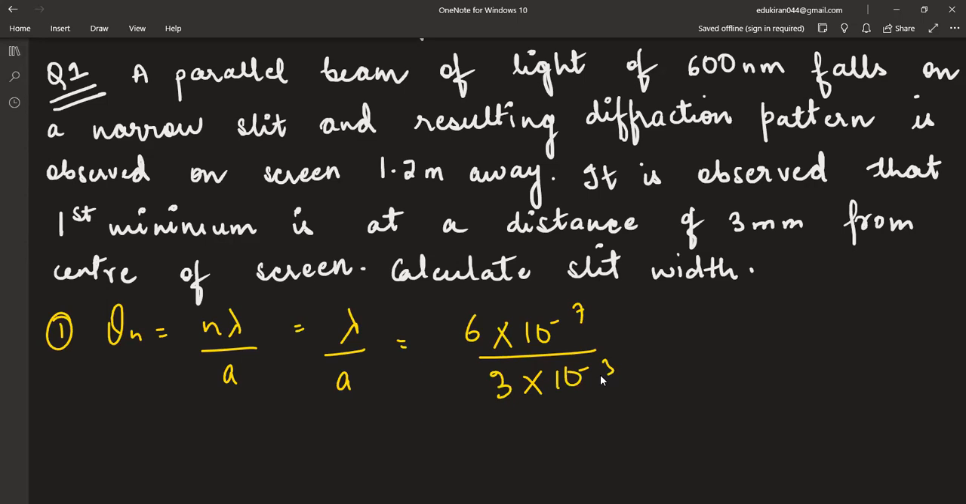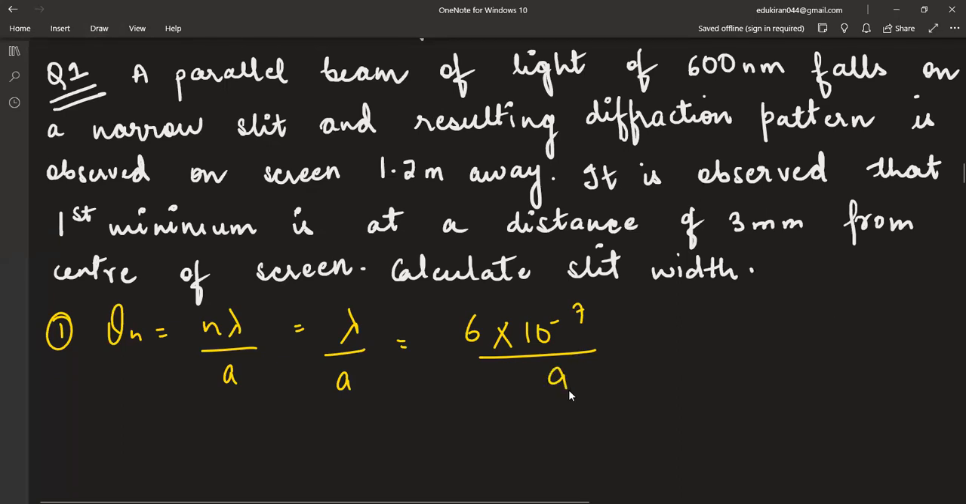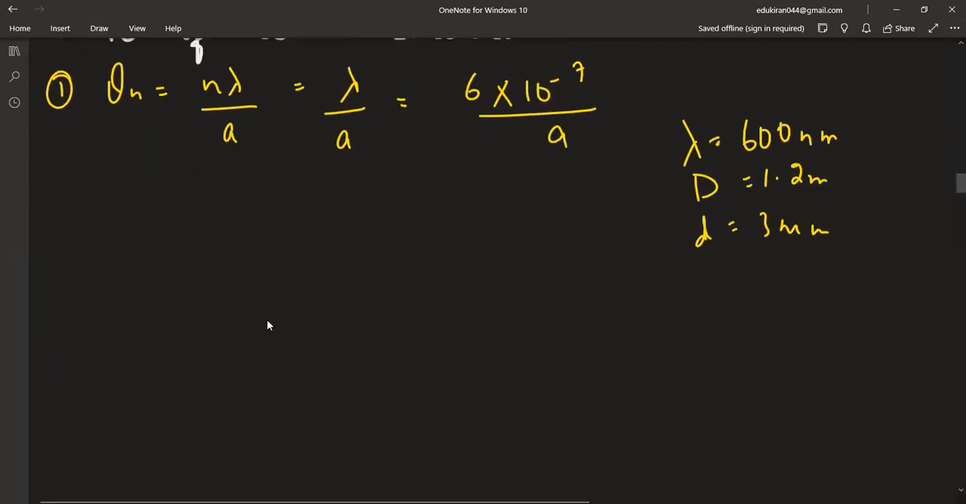Secondly, parallel beam. For this we have to calculate the slit width. This is given at a distance. Now this says first minimum, calculate the slit width. You have the value of lambda, 600 nanometers. Capital D is 1.2 meters. Small d is 3 millimeters. Every value is given for the slit width, and this is the formula we'll be using.